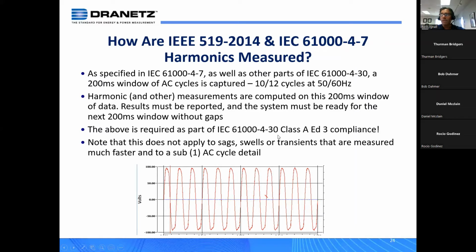Transients really aren't covered by 61000-4-30, but you need much higher sampling, or more appropriately, much smaller detail. And we're talking about sub-cycle, sub-AC cycle. And when we talk about transients, we do digitization and recording down to microseconds. So when we talk about 200 millisecond windows, again, it does not apply to these more traditional power quality parameters. It's just for harmonics and some others.